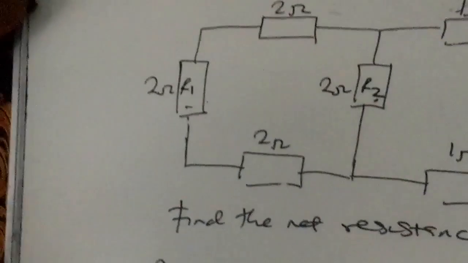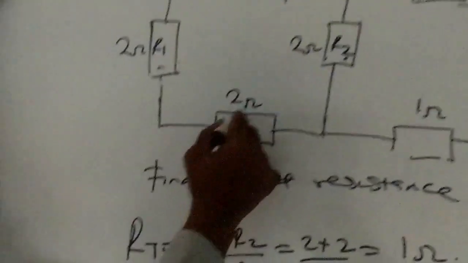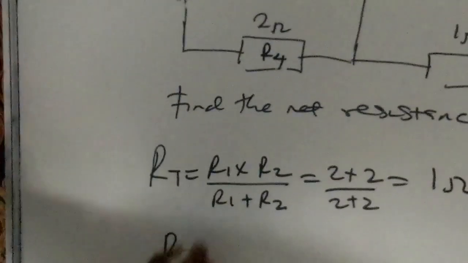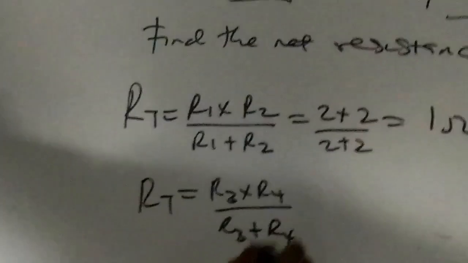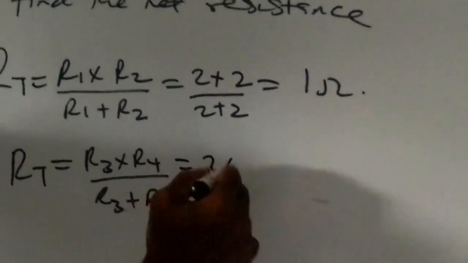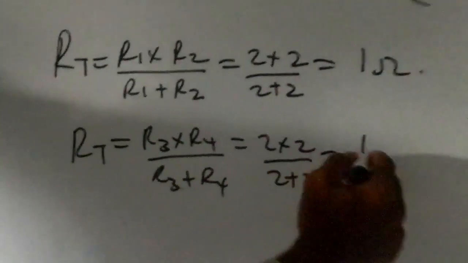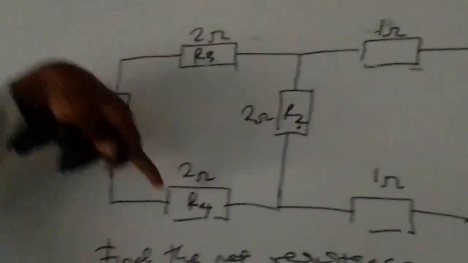We go back to the diagram. You see that R3 and R4 are also in parallel. We find the total resistance of R3 and R4 because they're in parallel and only two. We can still use R3 times R4 all over R3 plus R4. That gives us 2 times 2 all over also 2 plus 2, and that will still give us the same 1 ohm. So we are joining these two in parallel. We also join these two in parallel.